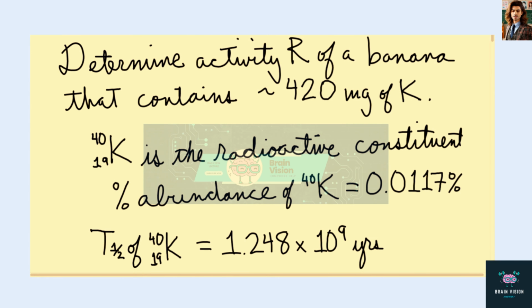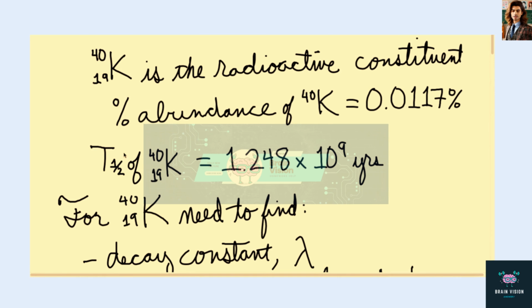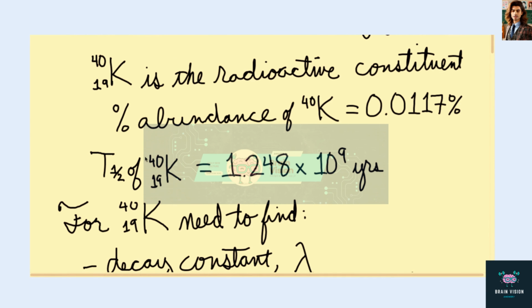In this problem, we're asked to determine the radioactivity, R, of a banana that contains 420 milligrams of potassium. In potassium, it's potassium 40 that is the radioactive isotope. And if you look up in Appendix B, the percent abundance of potassium 40 is 0.0117%. The half-life of potassium 40 is 1.248 times 10 to the 9th years.